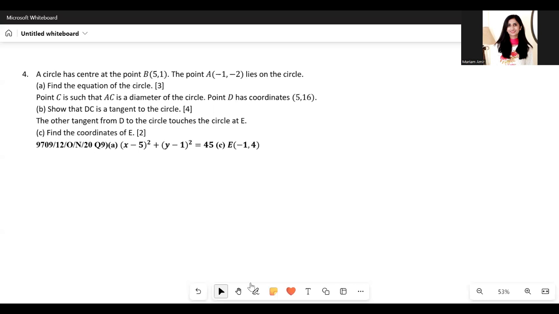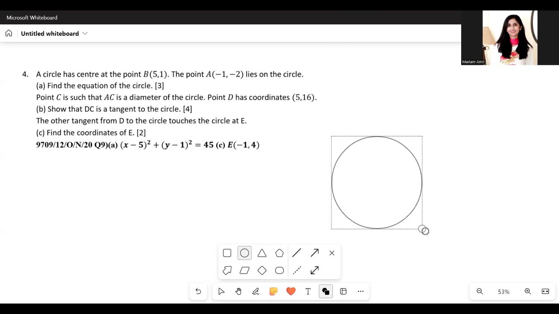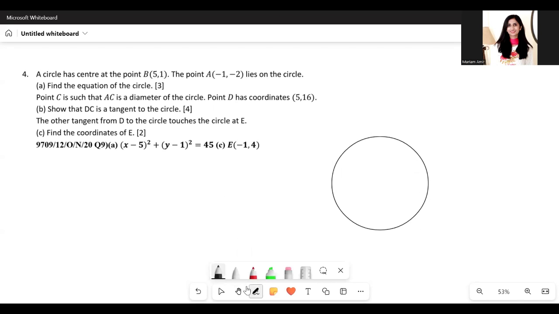Question number 4. A circle has a center at point B, (5, 1). Let me draw that. So here's the center, which has to be labeled B, and we have the coordinates (5, 1). The point A, (-1, -2) lies on the circle, so it would be somewhere over here. (-1, -2) on the circle. Find the equation of this circle.